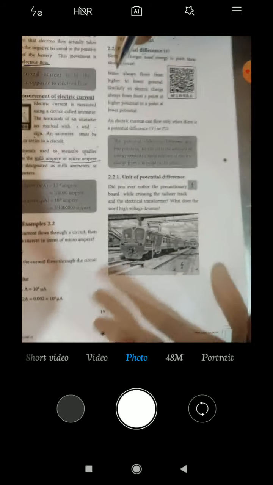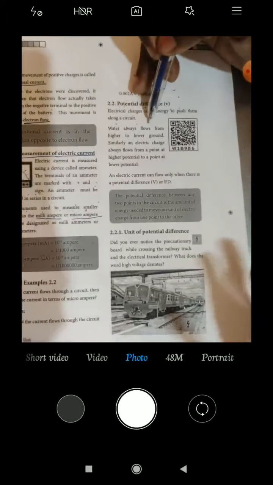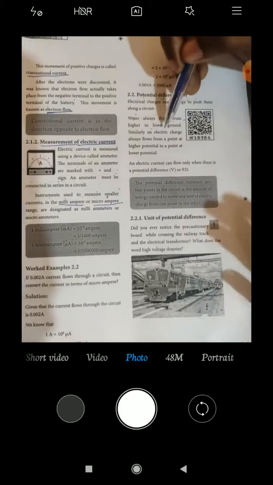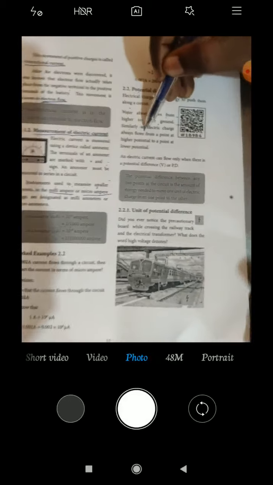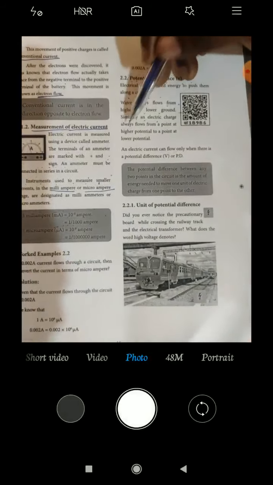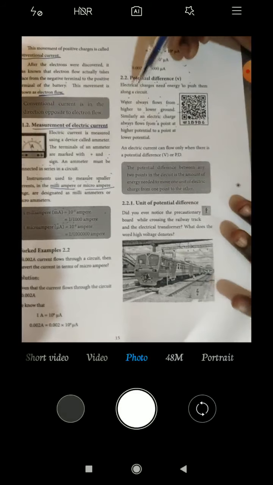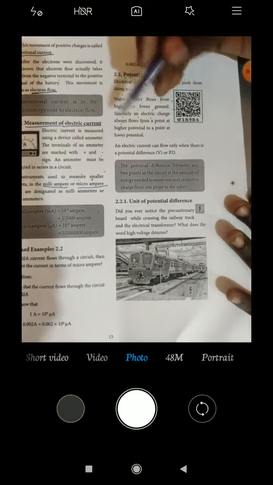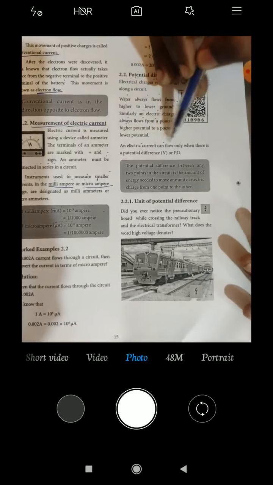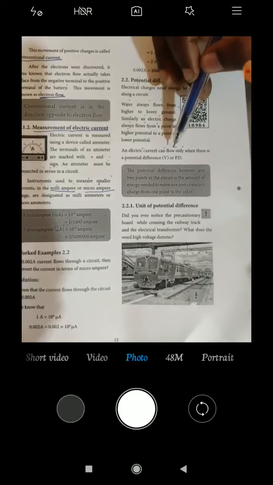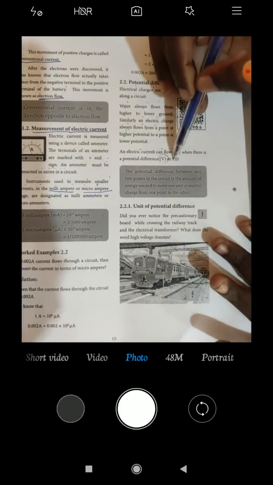Now, water always flows from higher to lower ground. Similarly, electric charges always flow from a point at a higher potential to a point at a lower potential, the same as water flowing. An electric current can flow only when there is a potential difference, V. So it is called the V or PD.